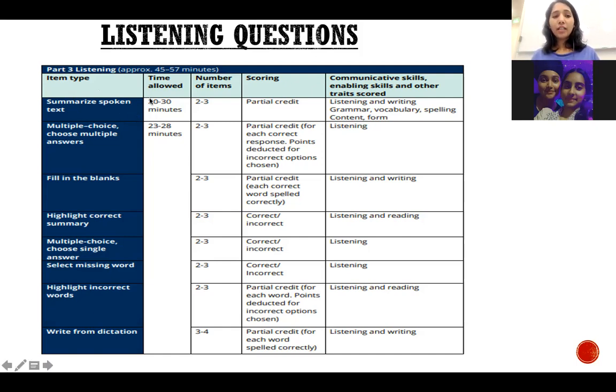Do you remember how many minutes are given for each question? Ma'am, 20 to 30 minutes. 20 to 30 minutes for the entire section. Each summary is for 10 minutes. If there are 2 questions, then this section is for 20 minutes. If there are 3 questions, then this section is for 30 minutes. Is this clear? Yes, ma'am.